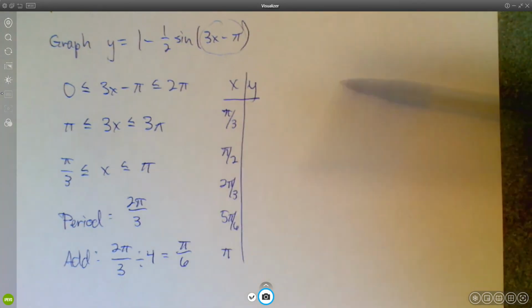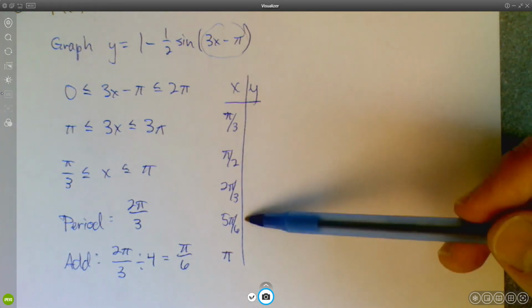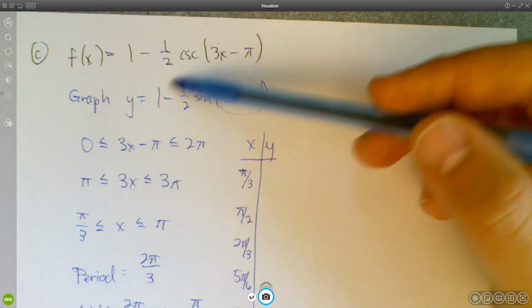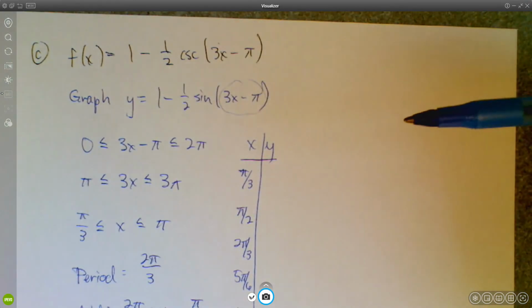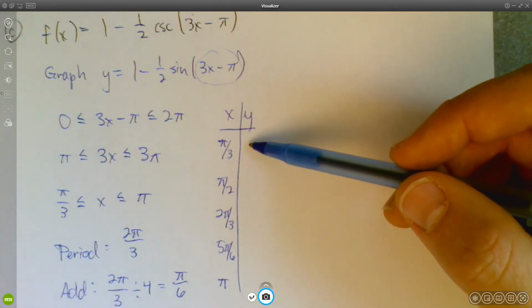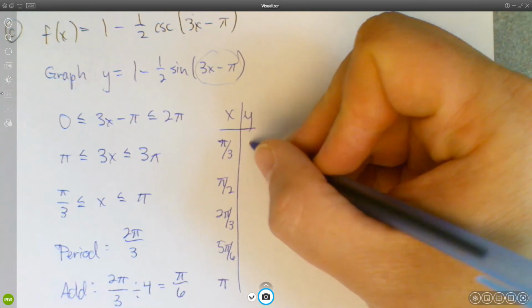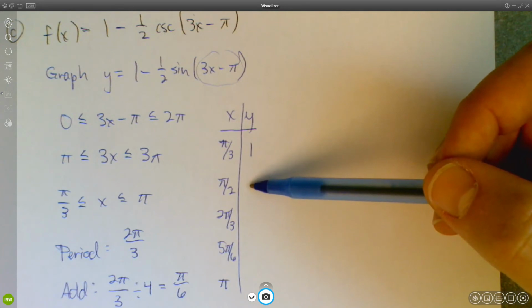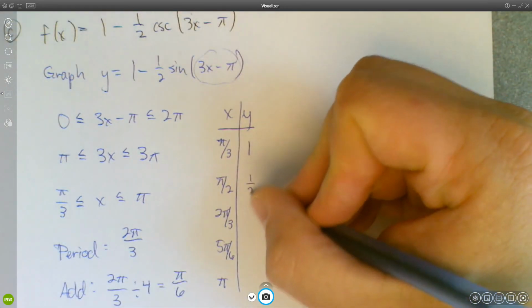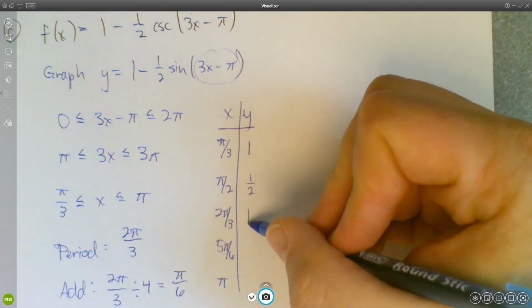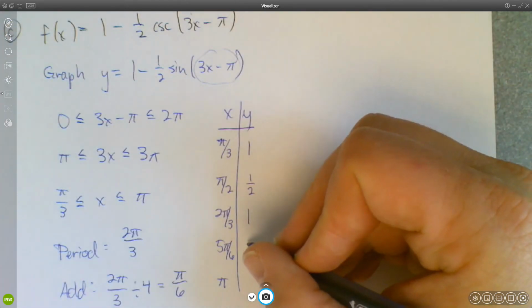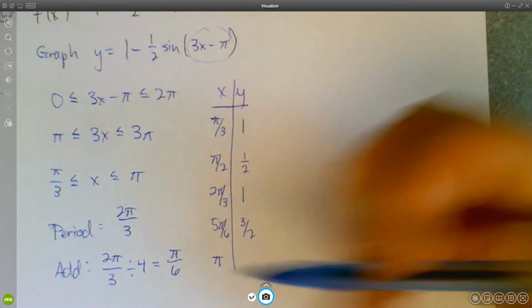Now the y values are going to follow the same sign pattern, 0, 1, 0, negative 1, 0. But first of all, we have to multiply that by negative 1/2, and then second of all, we need to add 1. So 0 times negative 1/2 is still 0, plus 1 is 1. Here we would be at 1. 1 times negative 1/2 is negative 1/2, plus 1 is positive 1/2. Here we'd be back to 0. Here we'd be down at negative 1. Negative 1 times negative 1/2 is positive 1/2. 1/2 plus 1 is 1.5, 3 halves, right? And then here we'd be back at 0.